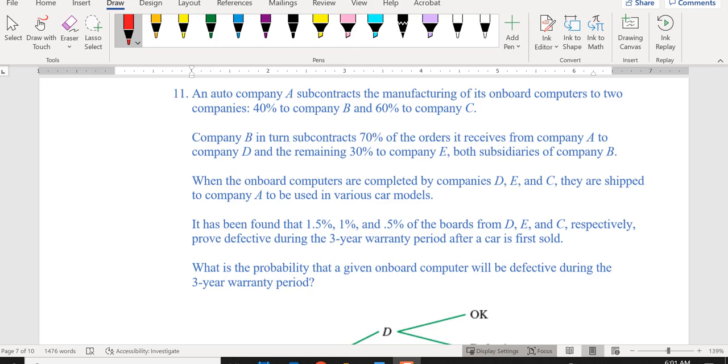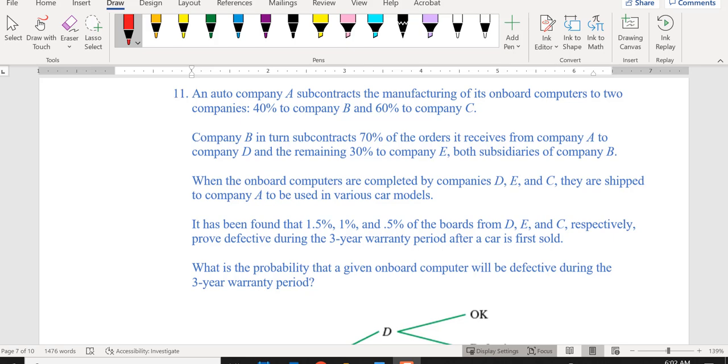Another example. An auto company A subcontracts the manufacturing of its onboard computers to 2 companies, 40% to company B and 60% to company C. Company B, in turn, subcontracts 70% of the orders it receives from company A to company D and the remaining 30% to company E, both subsidiaries of company B. When the onboard computers are completed by companies D, E, and C, they are shipped to company A to be used in various car models. Oh boy, this is confusing.